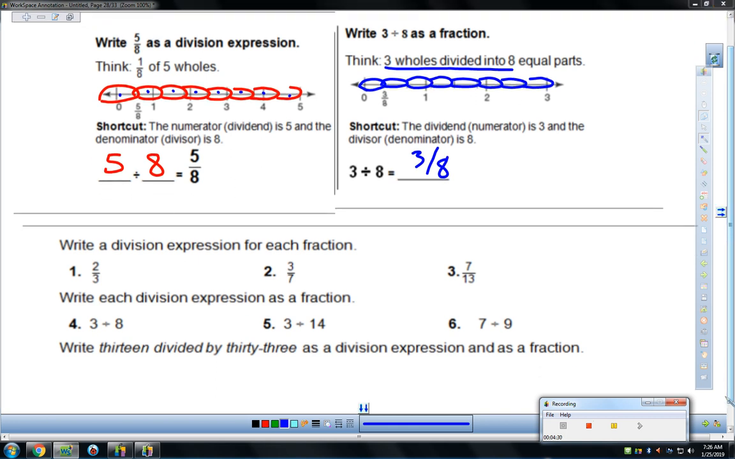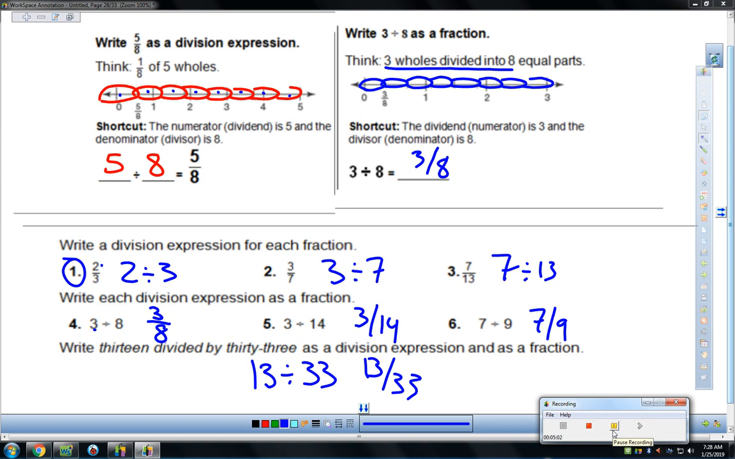And so down here, I'm going to do one of each problem, and then I want you to try the rest on your own. Write a division expression for each of these, which would be the top divided by the bottom. This should be a review from topic 8 in simplifying improper fractions. Going the other direction, I know that my dividend would go over my divisor. So pause the screen and try the rest of these.